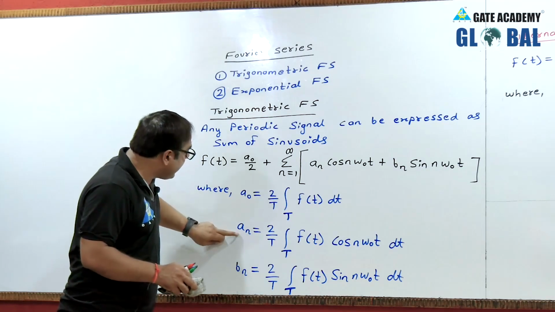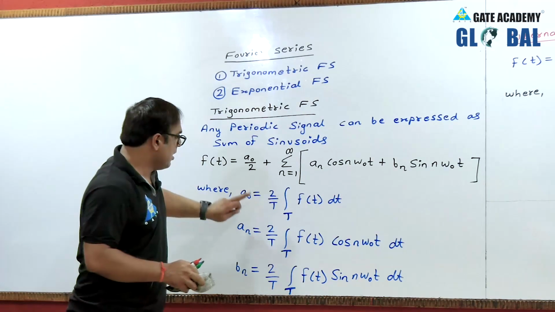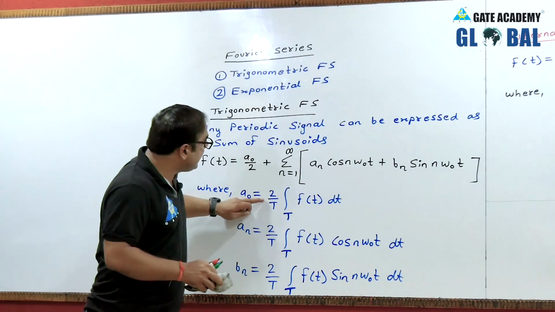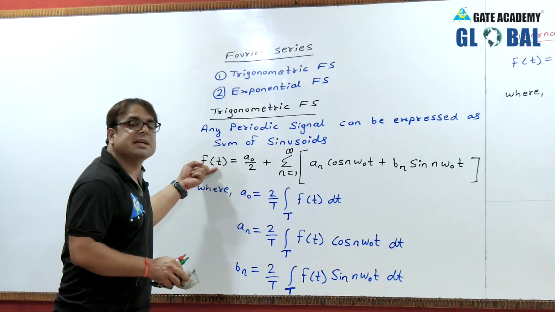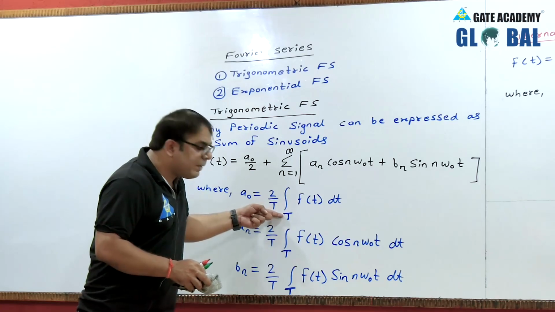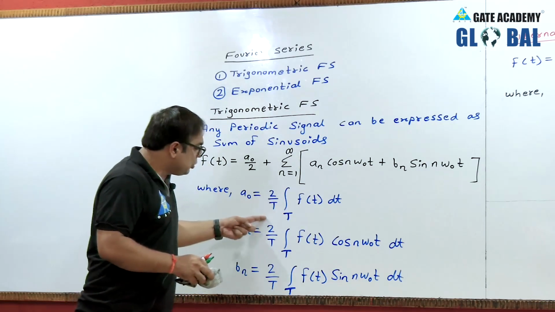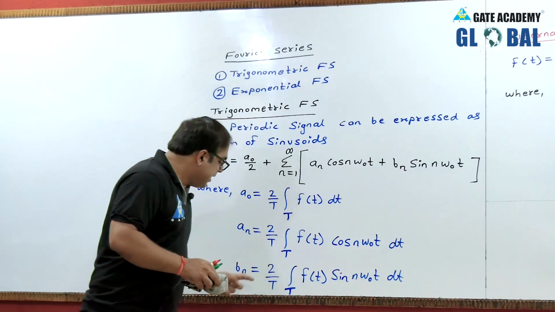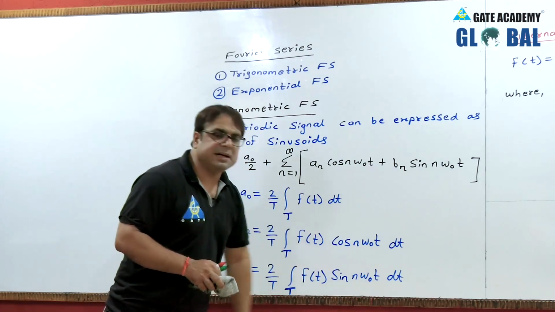Now, these a naught, an and bn are called trigonometric Fourier series coefficients. A naught is defined as 2 upon T, where capital T is the time period of the signal f of t, integration over any time period T. I am going to explain what this any time period T is. f of t dt. An is 2 upon T, integration over T, f of t cos n omega naught t dt. Bn is 2 upon T, integration over T, f of t sin n omega naught t dt.